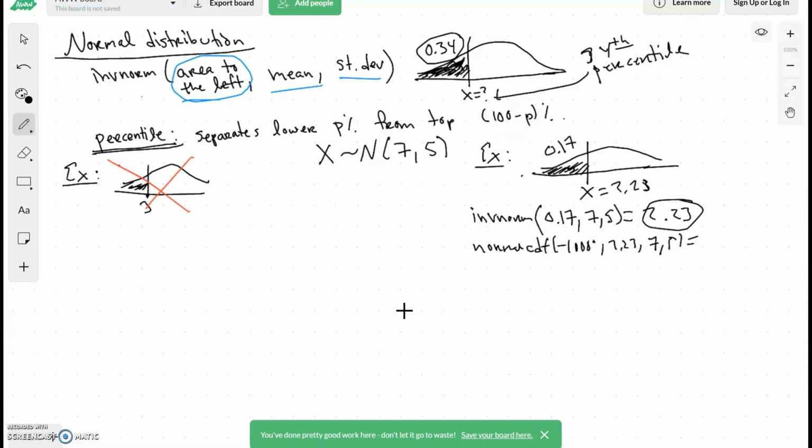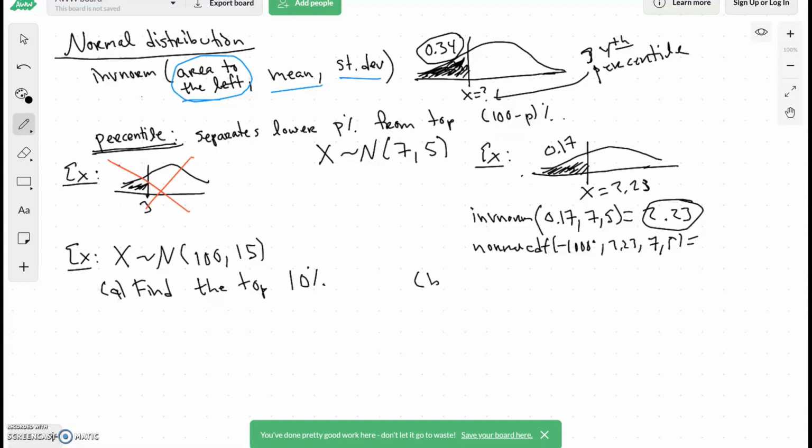Okay, let's do another problem. Let's change up the mean. Let's say now I want my mean to be 100 and my standard deviation to be 15. Let's say these were IQ scores. What I want you to find is the top 10%, and I also want you to find the 25th percentile.